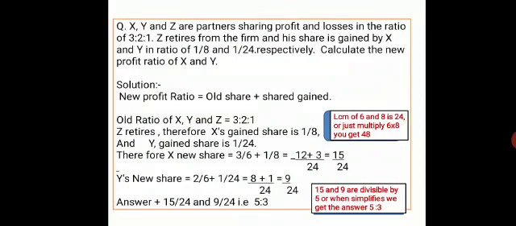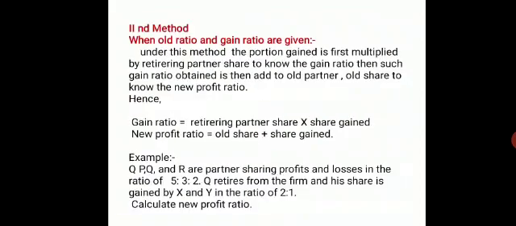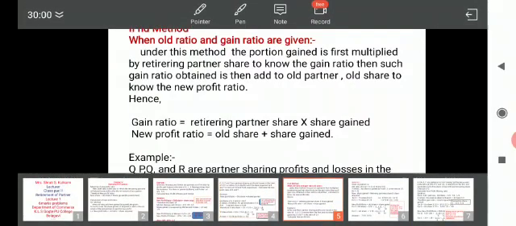So this is 1. Now we'll see the second method, when the old ratio and gain ratio are given in the problem. When such a ratio is given, first we should know what is the share gained. In the previous method, how the share was distributed was given. Now they have not given it. We have to see what that gain ratio is from the retiring partner's share.